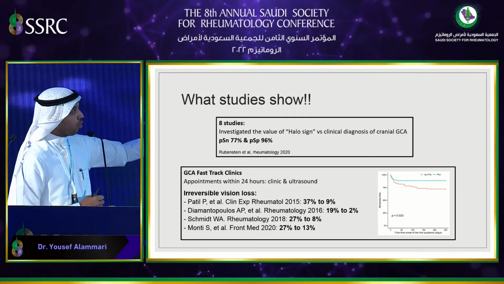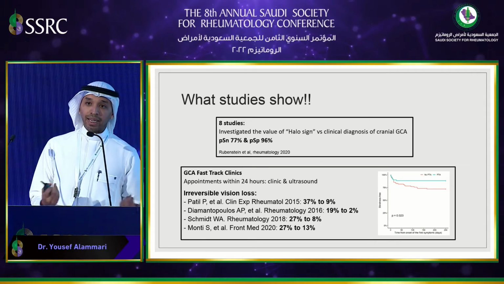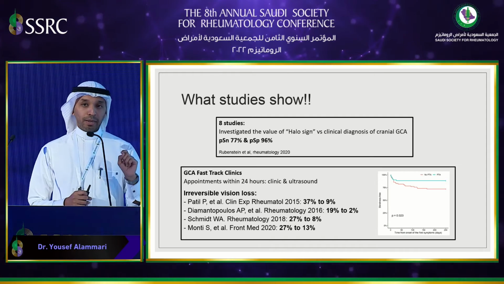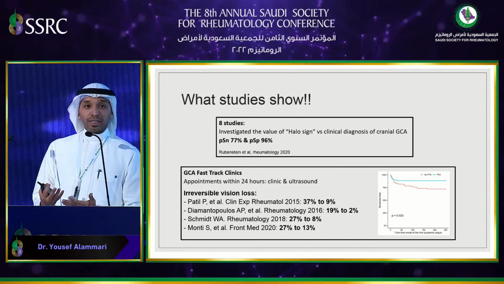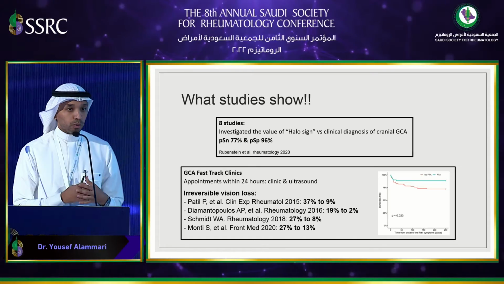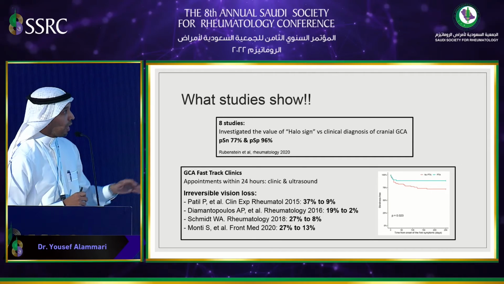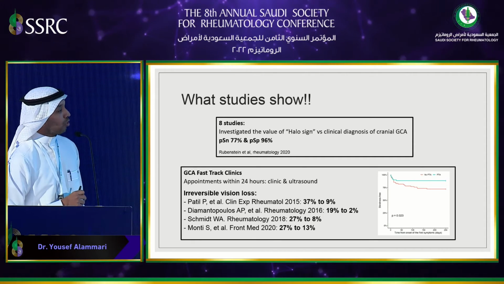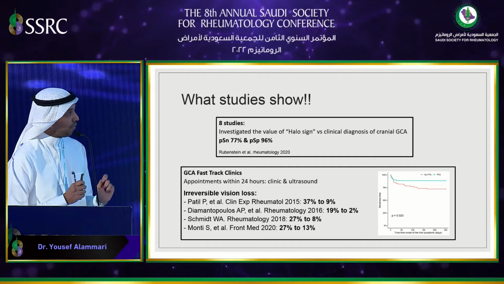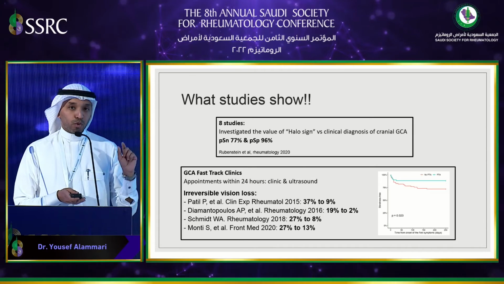Interestingly, as we know, GCA fast-track clinics are used mainly in European countries more than other countries. What they do is that the patients are assessed by rheumatologists within 24 hours, in addition to the temporal artery ultrasound, so the patient will mostly be evaluated immediately. And all these studies show a significant reduction of irreversible vision loss compared to temporal artery biopsy, up to 25%.